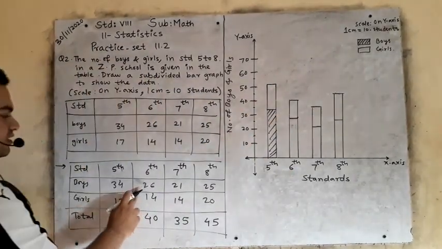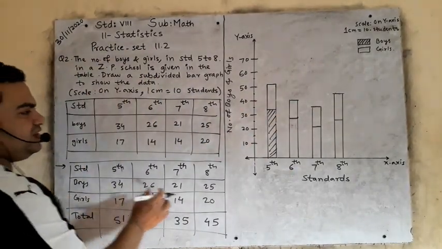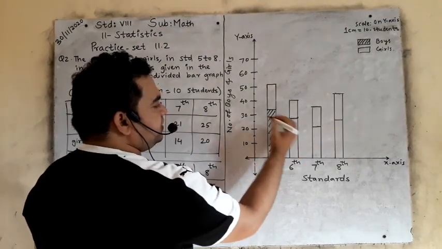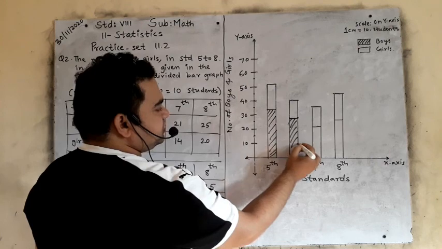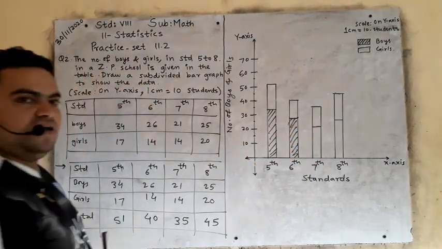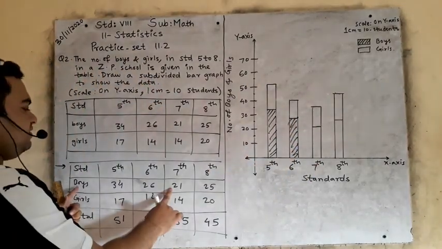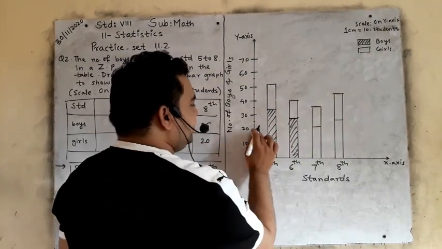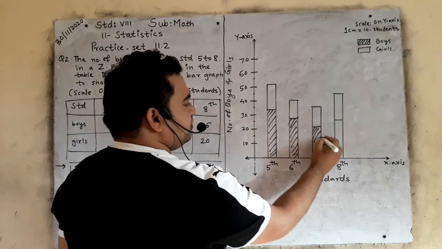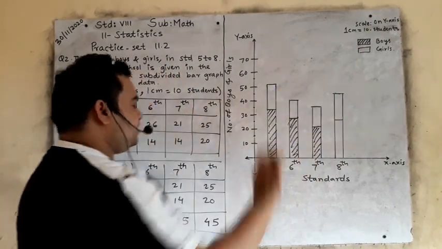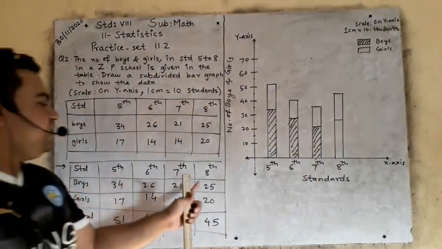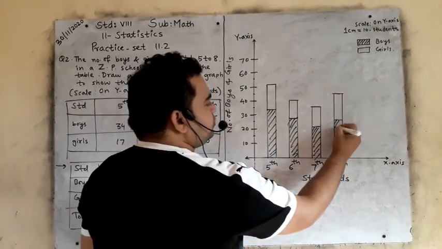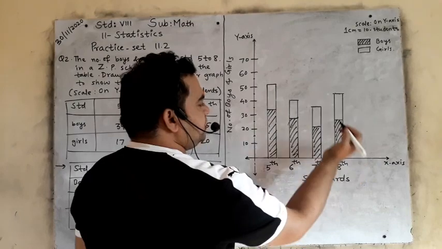Okay, see the next. In 6th standard, how many boys? 26. So you will go 20 plus 6. That is boys, and the remaining part is girls. Now in 7th standard, how many boys are there? 21. 20 and 1. That is 21, this is boys. The remaining part is for girls. In 8th standard, how many boys? 25. 20 and 5. So 25 students, boys.